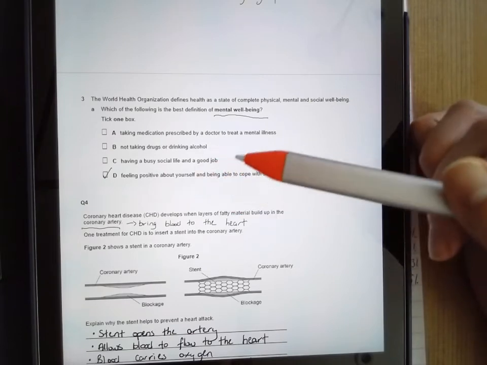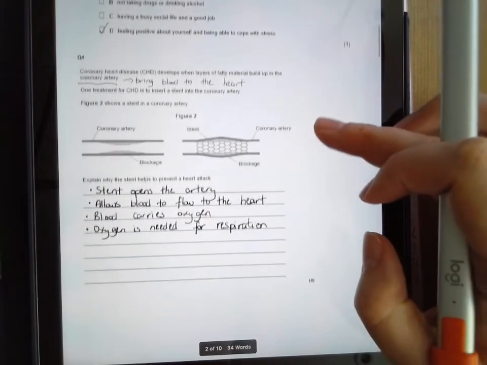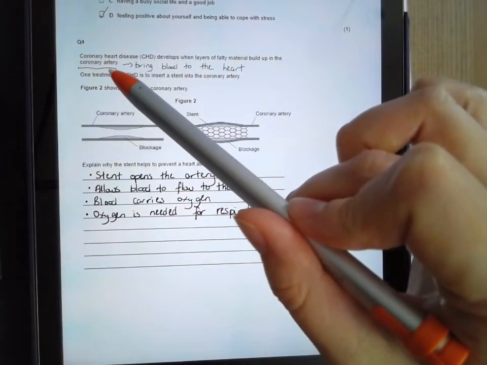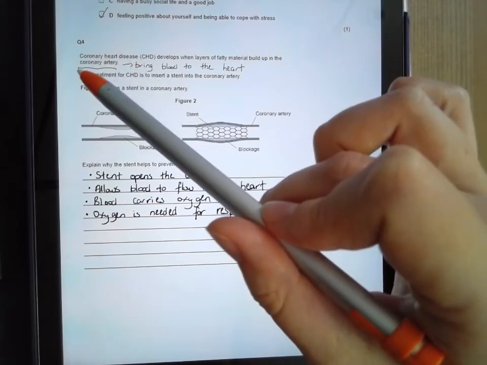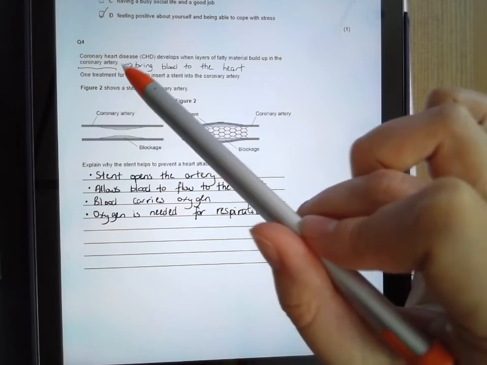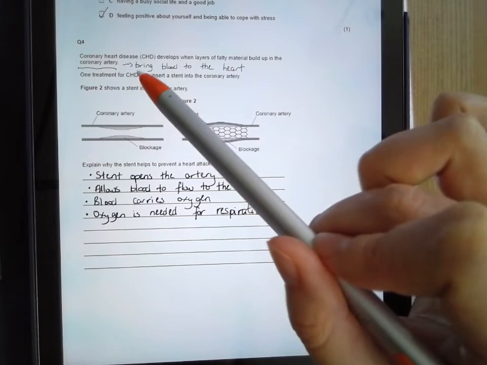So D is going to be the best definition. And question 4, sorry, one thing that I probably should have mentioned. We're talking about the coronary artery. Now, we've come across that word artery before. It's a blood vessel, but coronary artery means it's specifically the blood vessel that carries blood to the heart. So they're the vessels that supply the heart itself with blood.